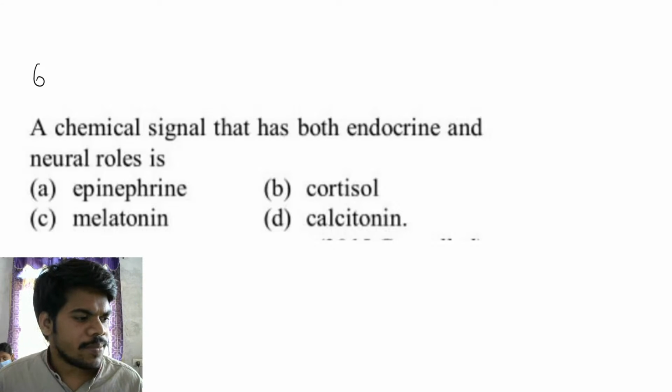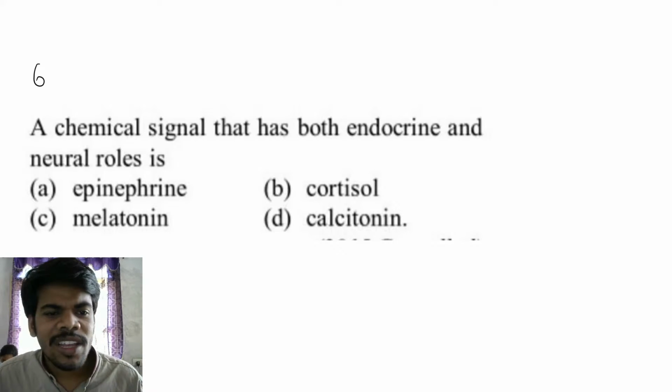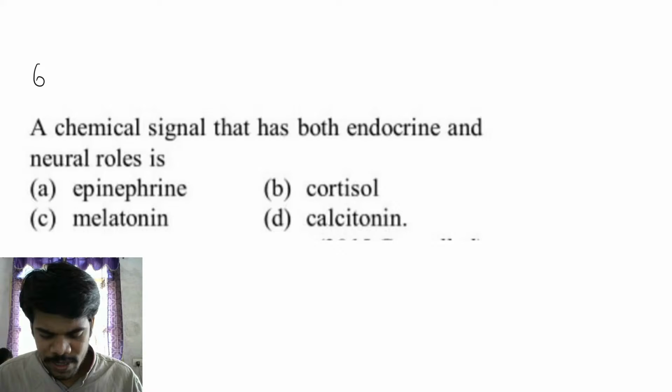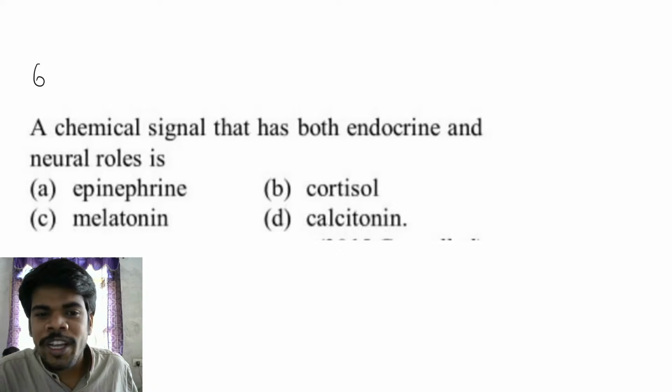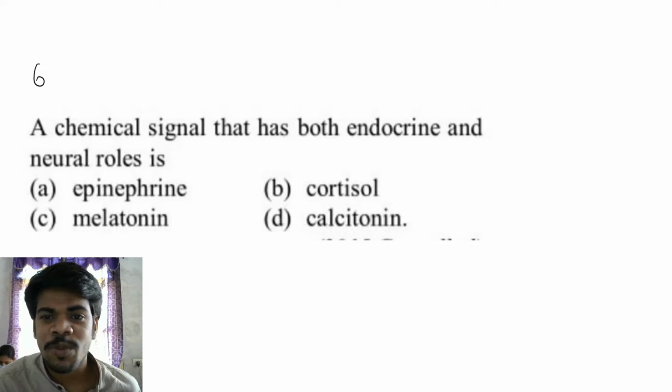Come to the sixth question. A chemical signal that has both endocrine and neural roles is... Very easy question. It is a 5 rupees question. Count banega karadupati, I think. Very easy question. A chemical signal that has both endocrine and neural roles.